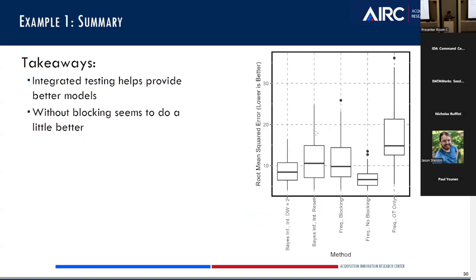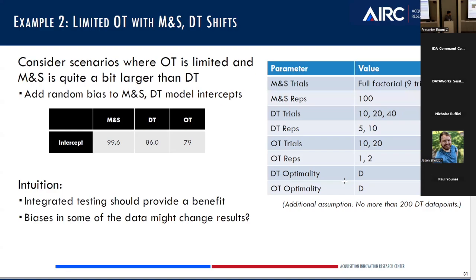Okay, so just to summarize, here's a box and whisker plot of the root mean squared error by method, right? And the good thing is that integrating information is doing better than relying only on OT data. So all of these methods are doing better, and it's more a matter of degree. Okay, so that's example one. Now I'll move to example two, which is just example one, except I'm going to add biases to modeling in sim and DT, right?